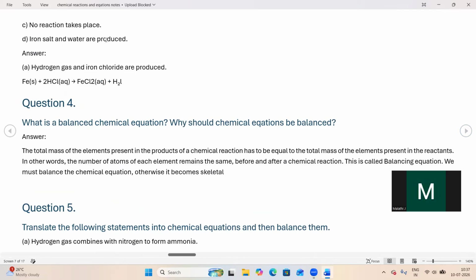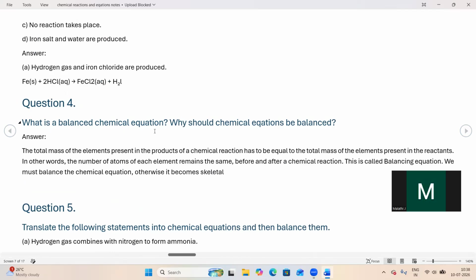You should tell whether no reaction takes place. Iron, salt and water is produced. If you see hydrogen gas when it reacts with iron chloride, it will be, so iron, Fe is the iron. You should add hydrochloric acid into Fe. What will happen? Iron chloride plus H2 plus Cl2, you will get it.